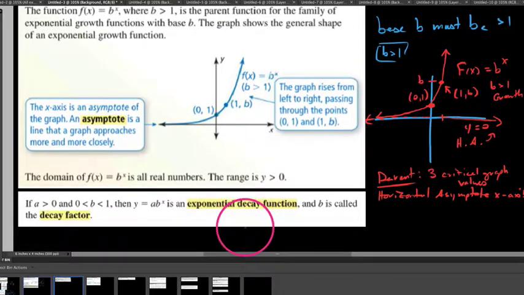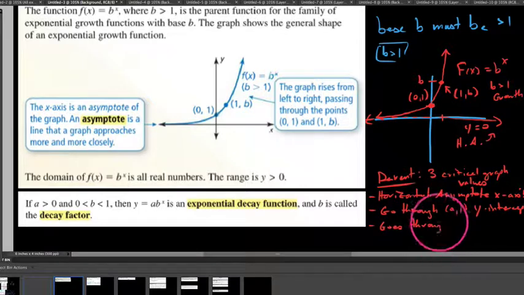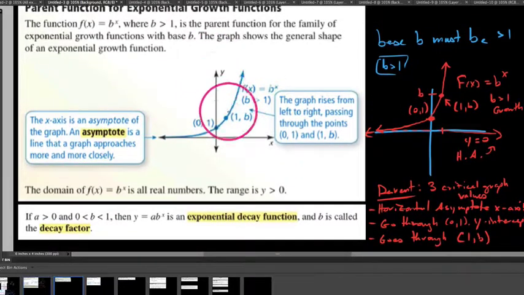When we talk about other characteristics, we say it goes through 0, 1. But more generally, the y-intercept is what we want to find there. And then last but not least, it goes through 1, b. If you can find these 3 characteristics, then I'll accept any graph that you give me as long as you label those. In terms of their shape, we see this thing that never quite gets to a height of 0. An asymptote is a line that the graph approaches more and more closely but never gets to. We see that this graph rises from left to right, passing through the points 0, 1, and 1, b.